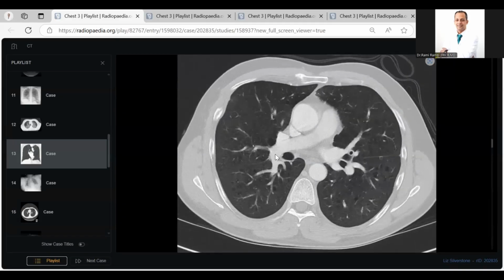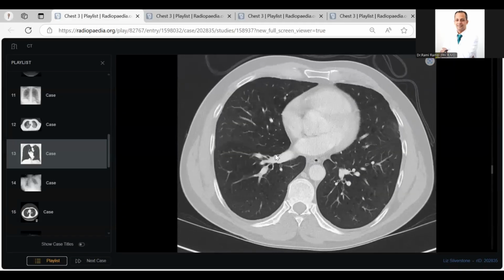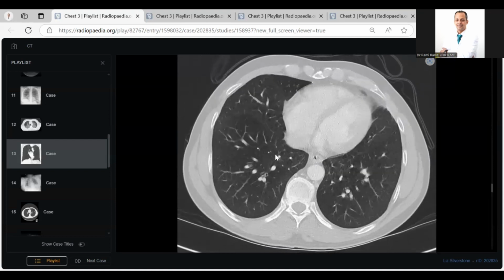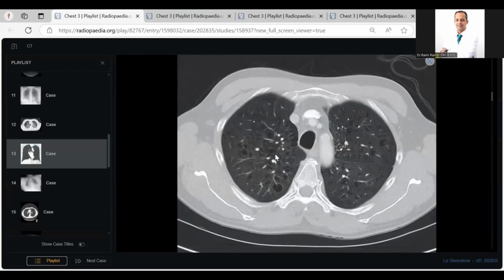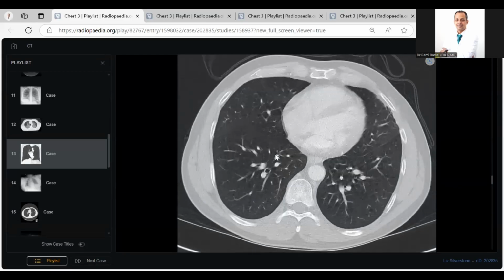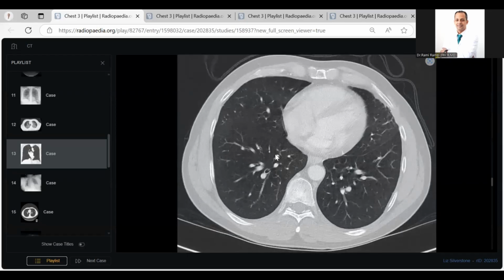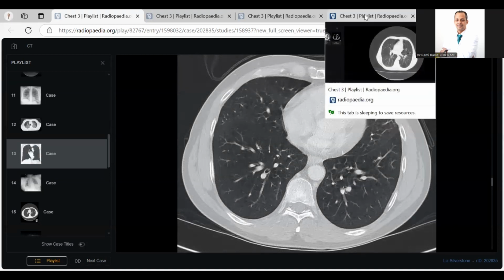Okay, I suspect that some of these lucencies are lined by a wall. I suspect that these are lung cysts actually. In my routine practice, I would like to see the coronal also. I suspect that these are... Which zonal predominance is noted? Upper and mid zone predominance, and this spares the lower lung, the lung bases. So I suspect that this patient has Langerhans cell histiocytosis.